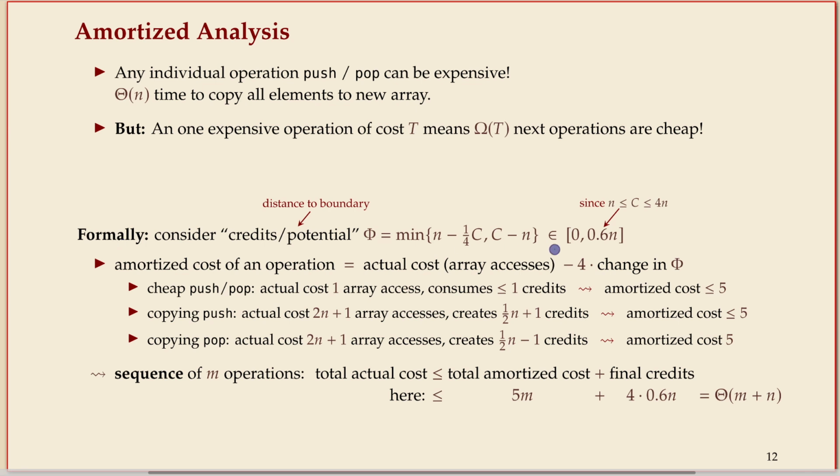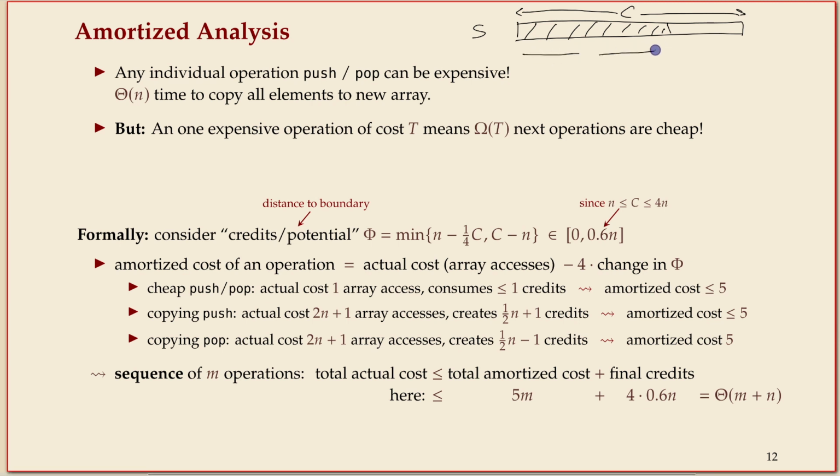Again, finding the potential is sometimes tricky. This one is motivated by the following idea. If this is your array, S, and it has length C, it can hold C elements from end to end. Our stack will only use a certain part of it. That's the actual elements in the stack. There are n elements in the stack that we currently use.